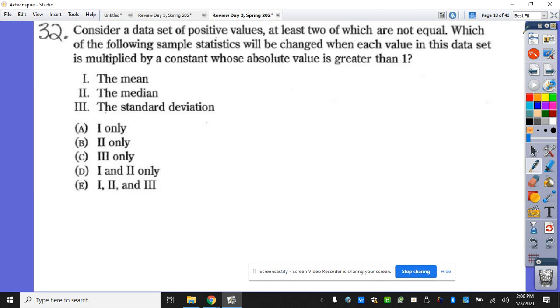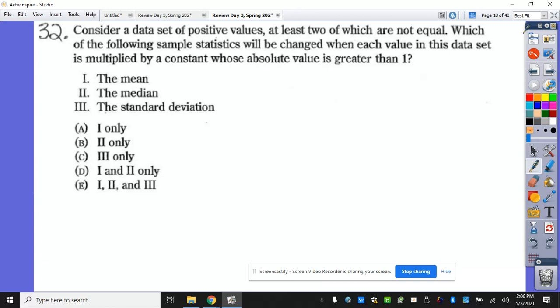All right, 32. This one I'm actually going to talk off topic a little bit about again. Consider a data set of positive values, at least two of which are not equal. Which of the following sample statistics will be changed when each value in the data set is multiplied by a constant whose absolute value is greater than 1?